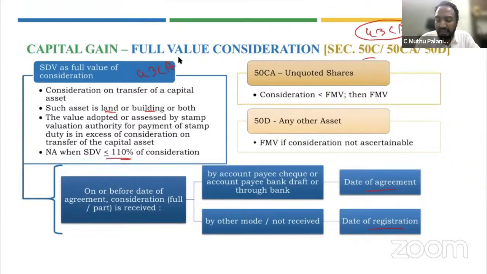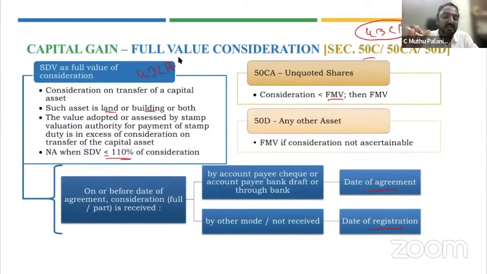So that is typically for calculating which stamp duty value to consider. 50CA is unquoted shares. If your consideration paid is less than the fair market value, then fair market value will be treated as consideration. Let's say the share is actually worth 100, but I'm only paying 80. So 100 becomes my fair market value.